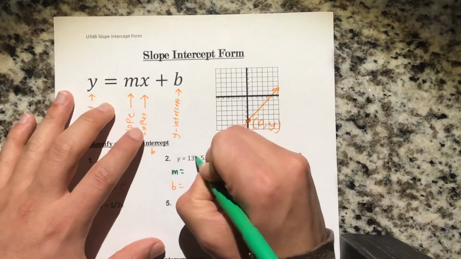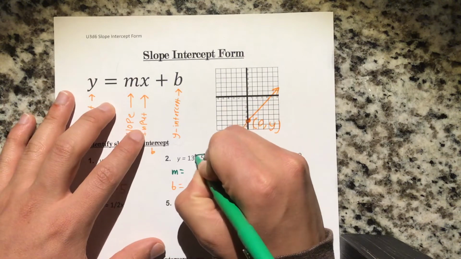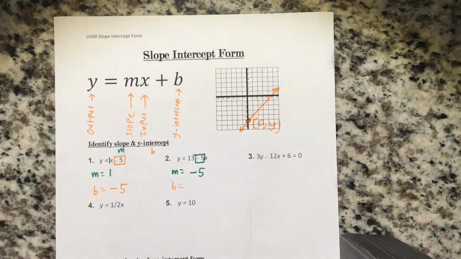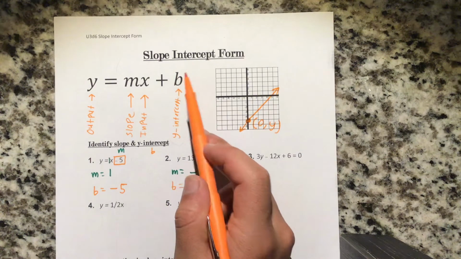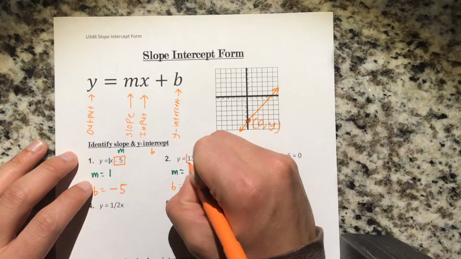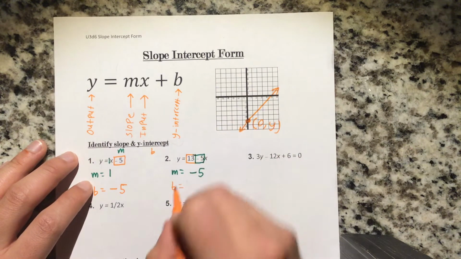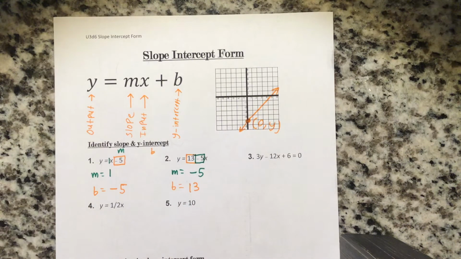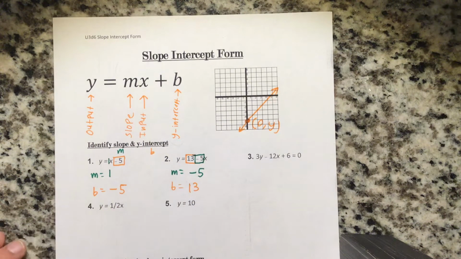So what's attached to the X is this -5. So my slope is right here, -5, okay? It's what's attached to the X. The Y-intercept is the number by itself. So here in number 2, the number by itself is 13, okay? So my Y-intercept is 13. They're gonna try to trick you, they're gonna flip it up on you, but that's okay. You just remember the slope is attached to the X, okay?